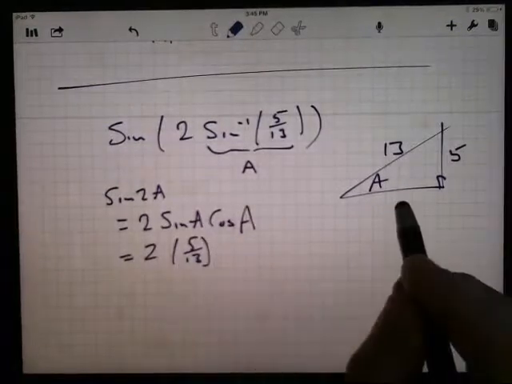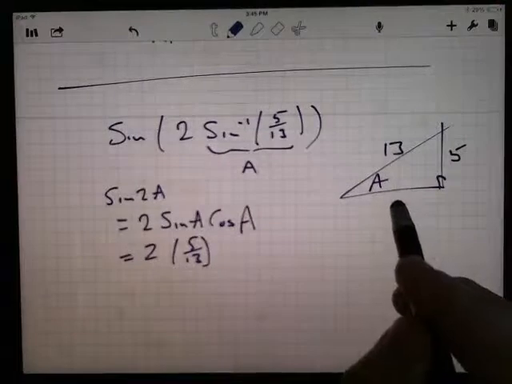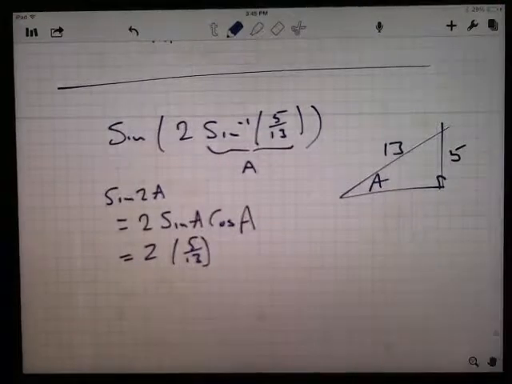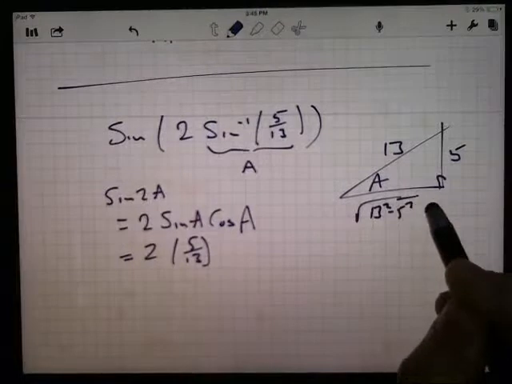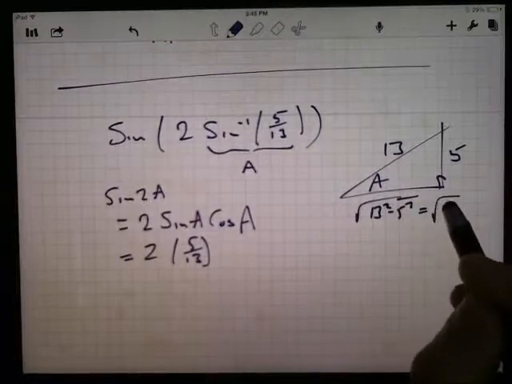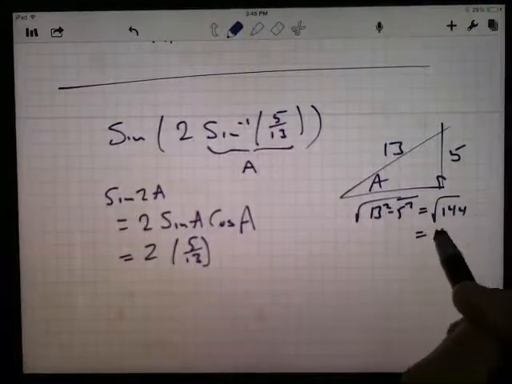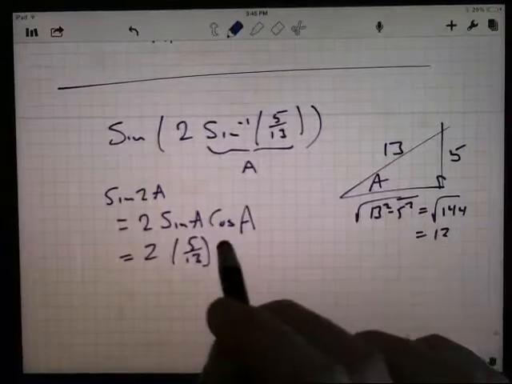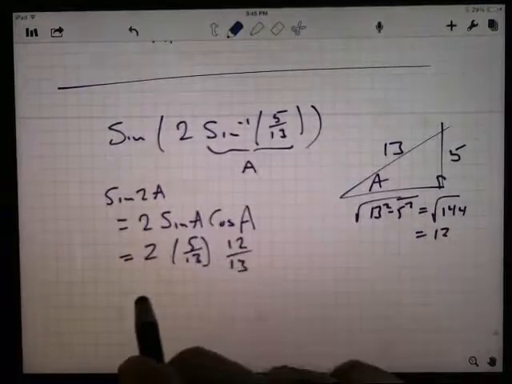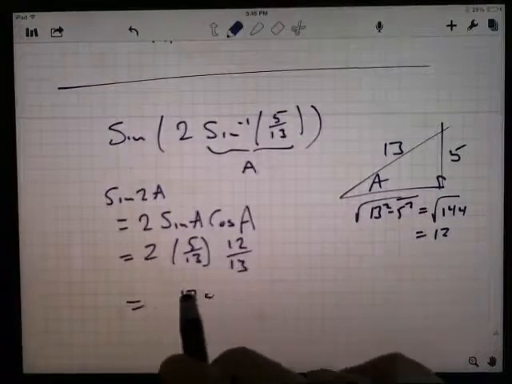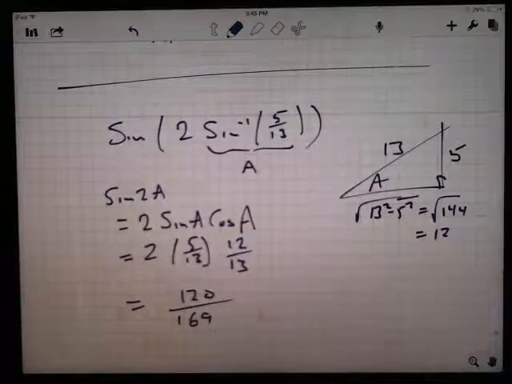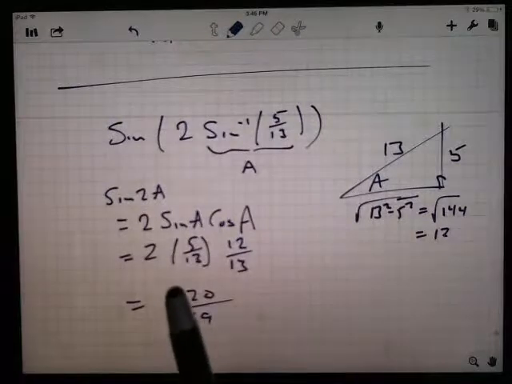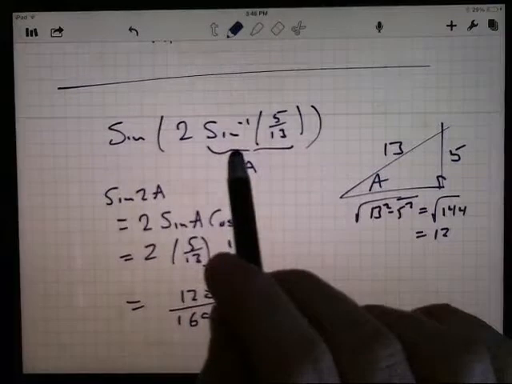What's the cosine of A? Well, let's take a look at this triangle. Cosine of A should be this side divided by that. Can I find this side? Of course I can find this side because I've got Pythagoras on my side. The square root of 13 squared minus 5 squared turns out to be the square root of 144, which is 12. So that side is 12. The cosine of A is 12 divided by 13, for a grand total of 120 divided by 169. Yay!